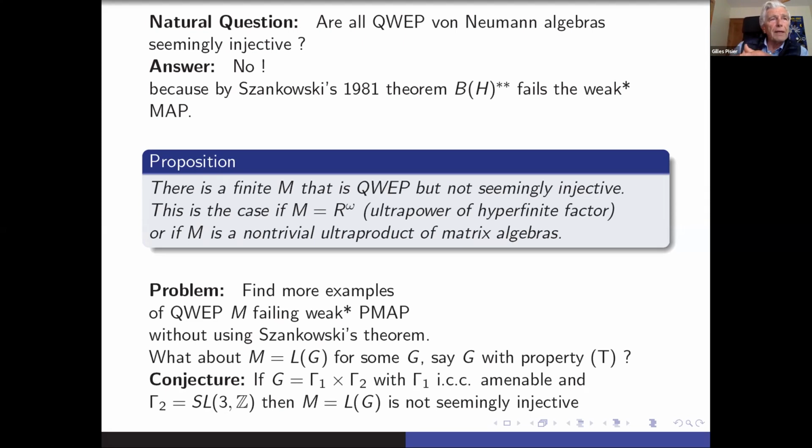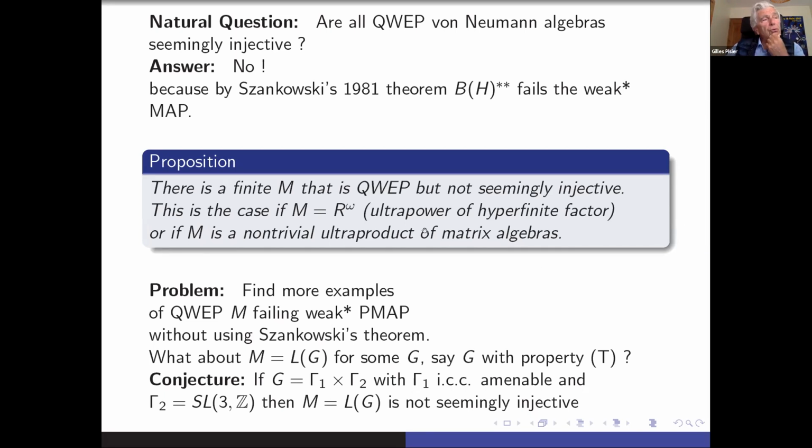One passes from the finite case to the semi-finite case, and then by cross products argument from the semi-finite case to actually the type 3 case. This type of thing was used by Connes in the injective setting, and it works here. So it works in the sense that you can easily show that if all finite von Neumann algebras are seemingly injective, then all algebras are seemingly injective. Okay, by following the path which I've just hinted at.